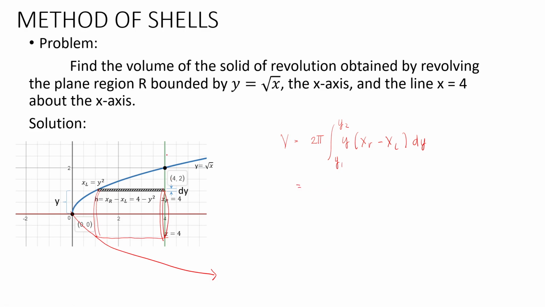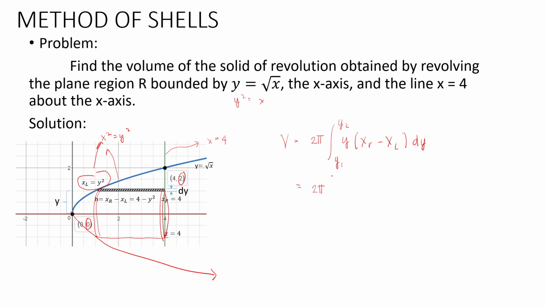So x right is the green graph, which is the line x equals 4. X left is the blue graph, which is coming from the parabola. Instead of y equals x squared, this would now be y squared is equal to x, so x equals y squared. Our limit of integration is now in the y direction, so that would be from 0 to 2.